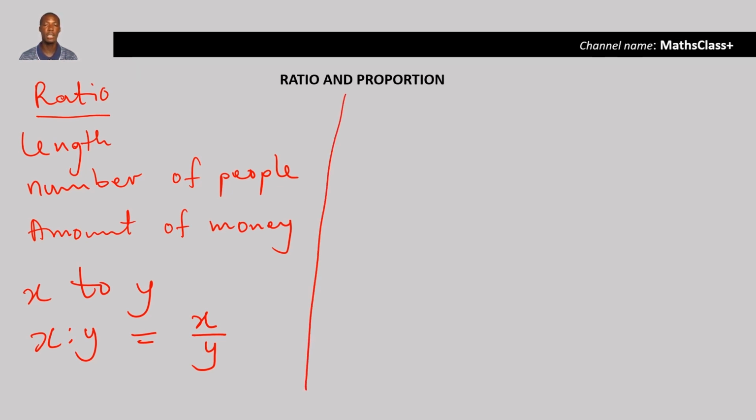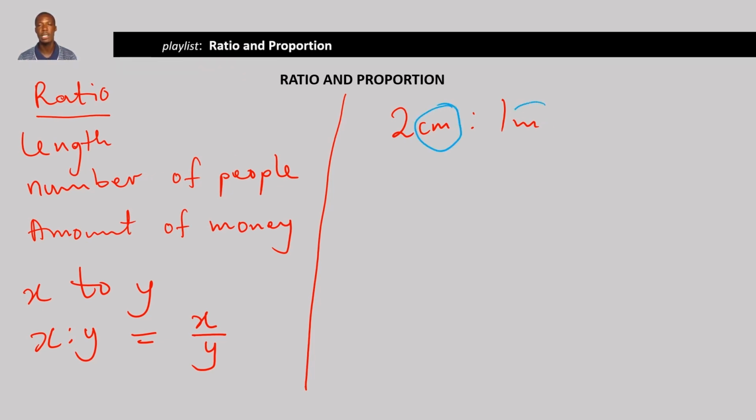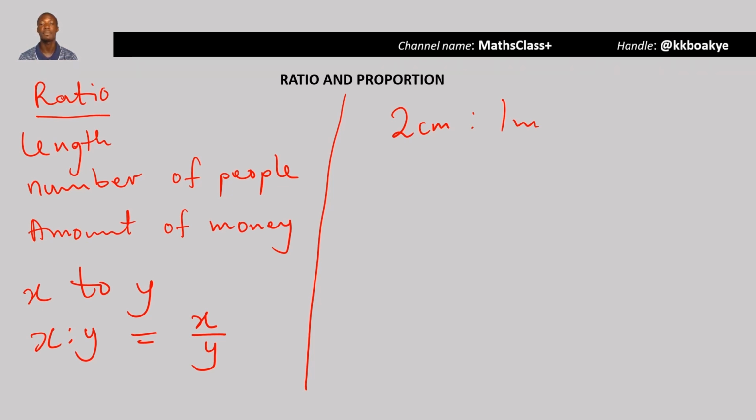If you are given the ratio 2 centimeters to 1 meter, you need to convert the units. As you can see, the first quantity is in centimeters, the second quantity is in meters, even though both of them are looking at length. And so we need to convert one unit to be equal to the other. In this case, we can convert centimeter to meter, or we can convert meter to centimeter.